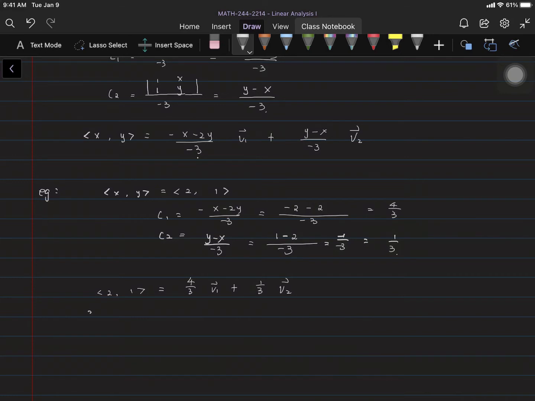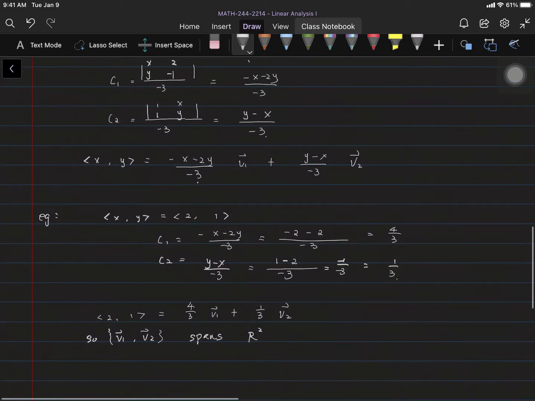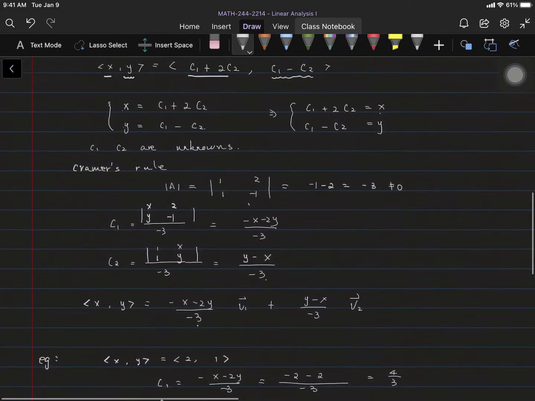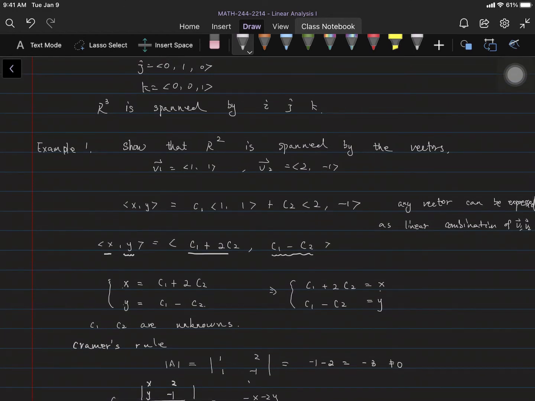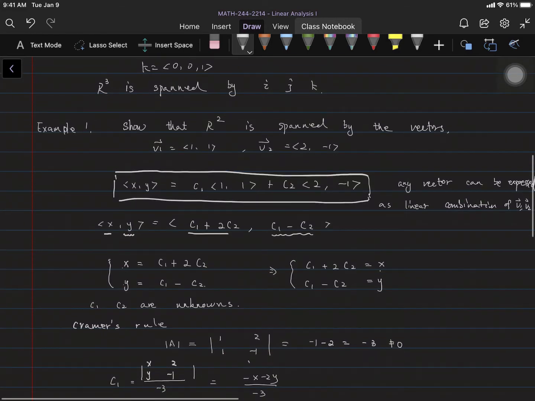So we can say v1, v2 spans R2. Okay, spans R2. That's the first example. So we just use the definition. For any vector, the first step is very important. For any vector, it can be written as a linear combination. We just want to solve, prove, or show if the c1, c2 exist, if x, y can be written as a linear combination.